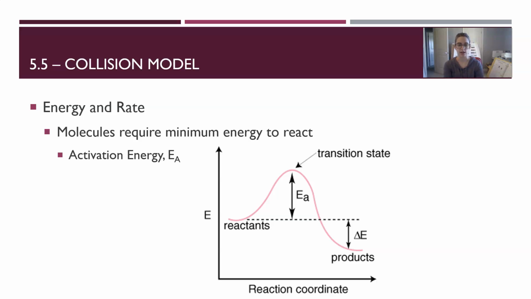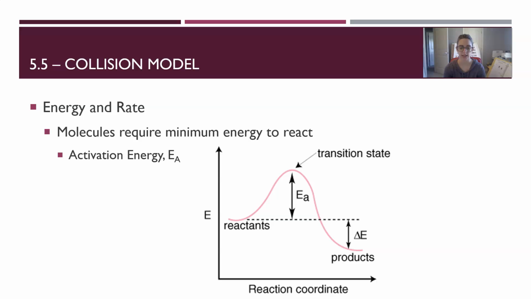Next is energy and rate. So all molecules require a minimum amount of energy to react, and we call this minimum energy the activation energy, or capital E sub A. So this is the amount of energy that you need to get from your reactants to your transition state to then be able to form your products.